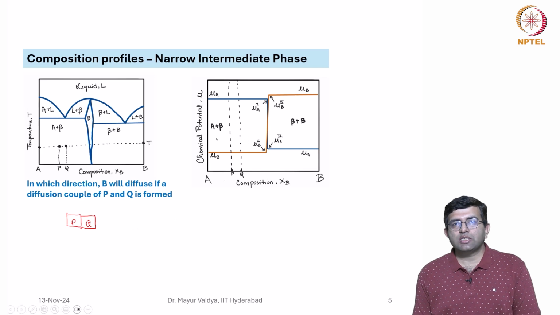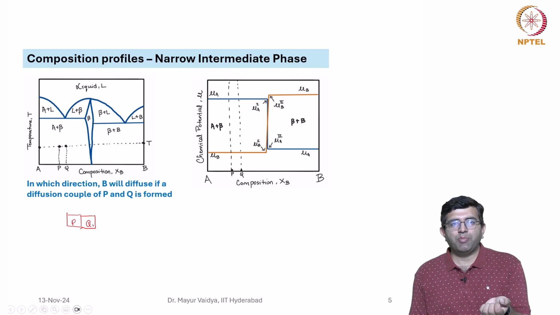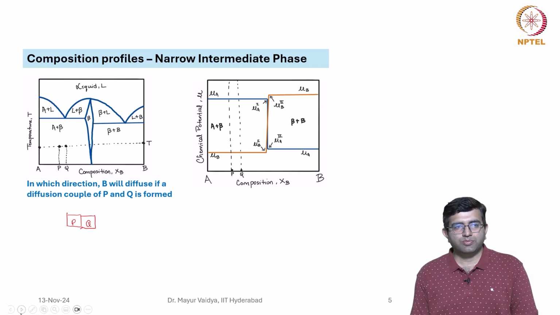This is the variation we drew in the last slide also. This is where the chemical potential of B lies in the alloy P, and here it is again the chemical potential of B in the alloy Q. And you see that in this entire region the chemical potential of B is constant. So, there is no gradient of chemical potential of B between P and Q, and therefore, there will be no interdiffusion occurring between P and Q. Hope that is clear to you.